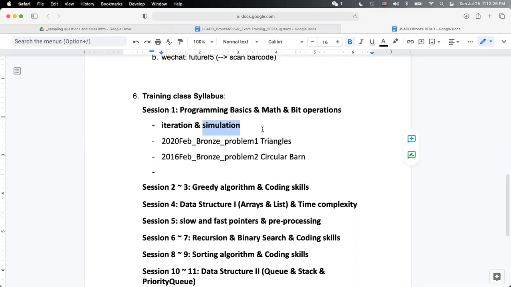For anyone aiming for Gold, simulation is a very general approach to problem solving. In order to implement a simulation, iteration is one way, but there's also other assistance you can have from data structures to help you simulate with a good time complexity. But for session one, this is just getting to the basics, and there are also some math problems for USACO Bronze.